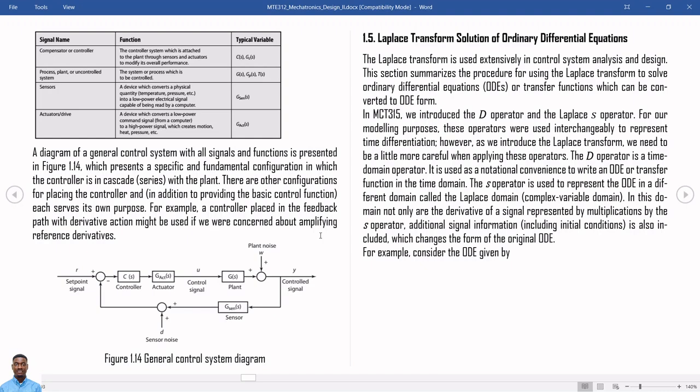So in the next video, we'll be looking at the Laplace transform solution to ordinary differential equations.